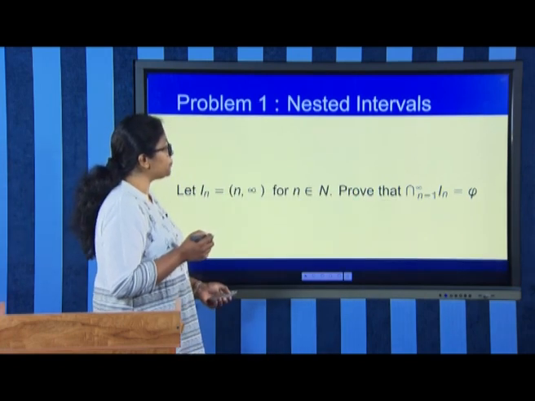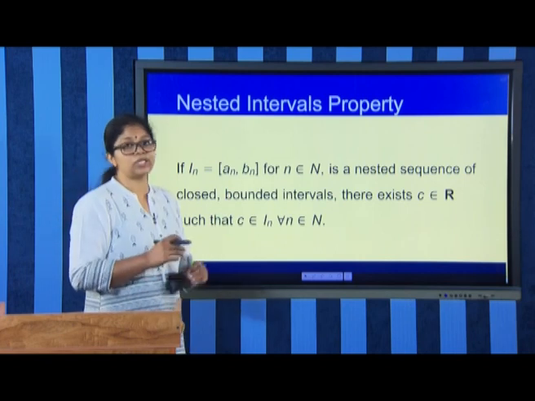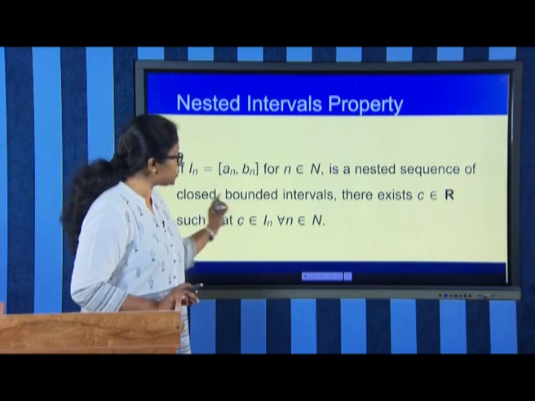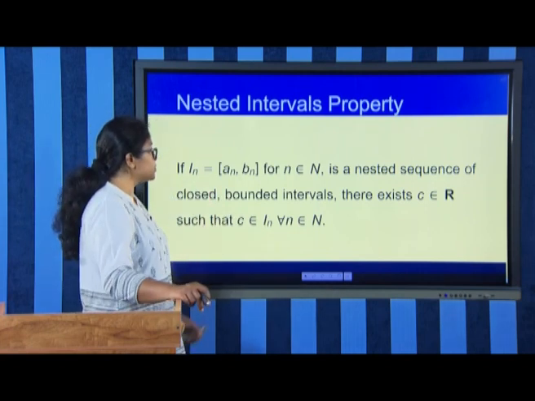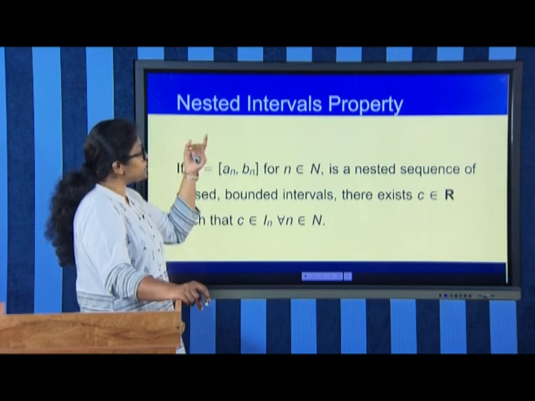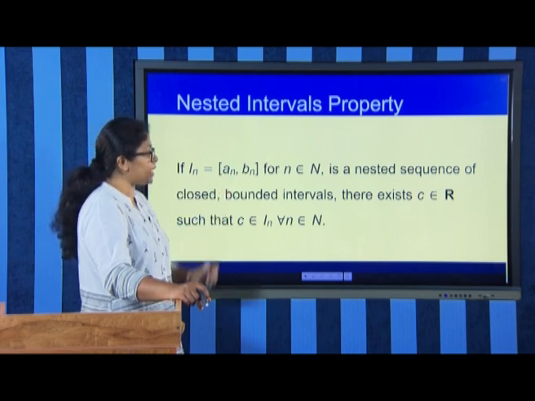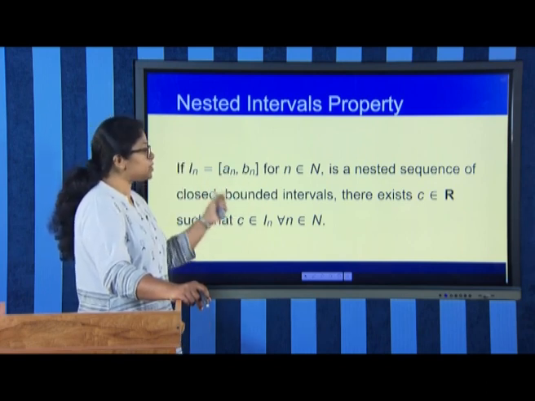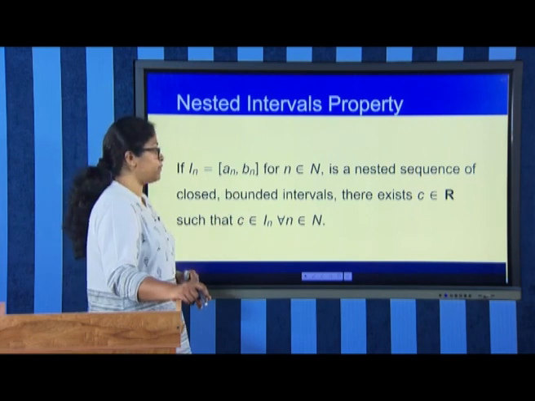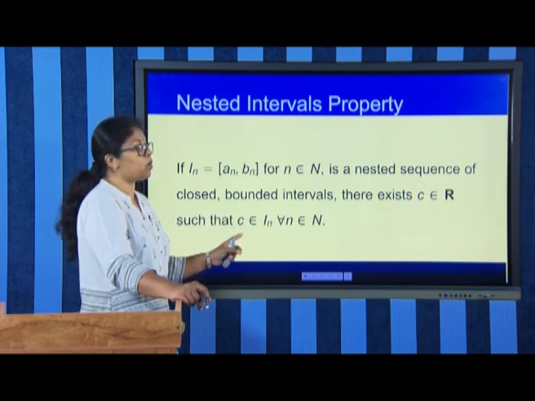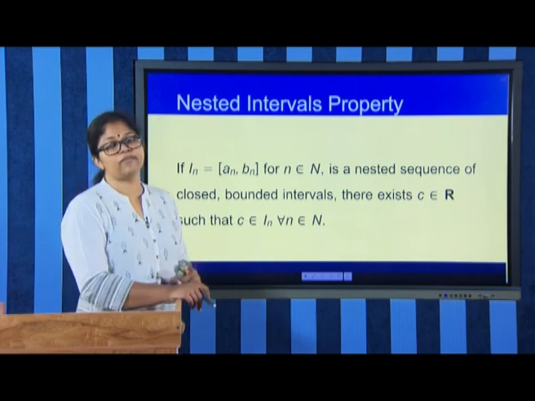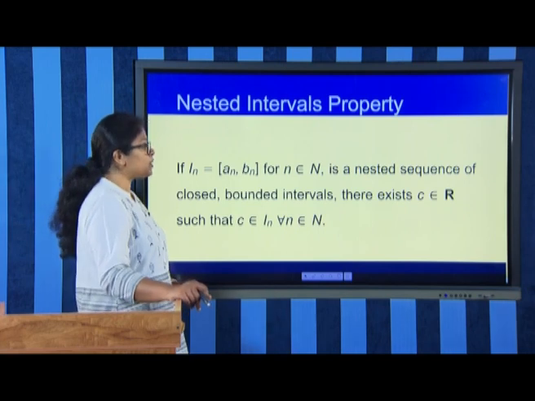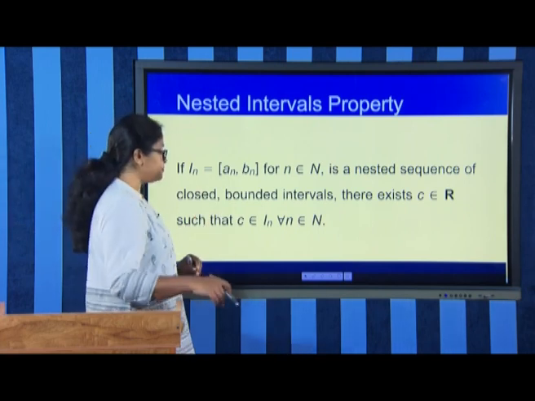In this theorem we are defining a condition under which a nested sequence of intervals does possess a common element. The nested interval property states that if In is equal to the closed interval [an, bn], a nested sequence of closed bounded intervals, definitely there exists a common element C in R such that C belongs to In for every n element of N. So, let us look at the proof of this.